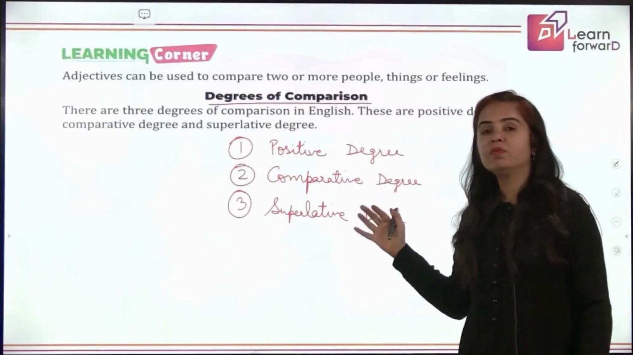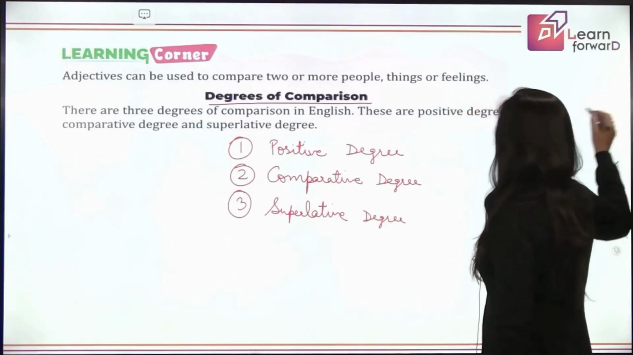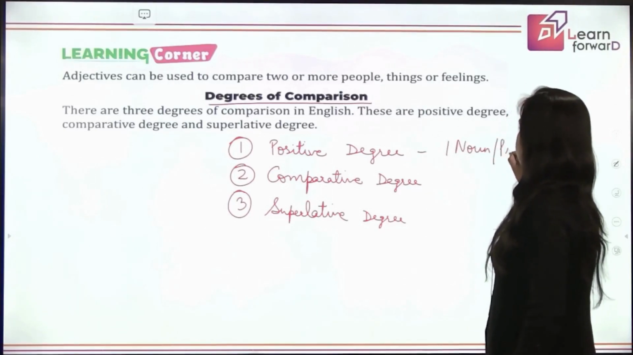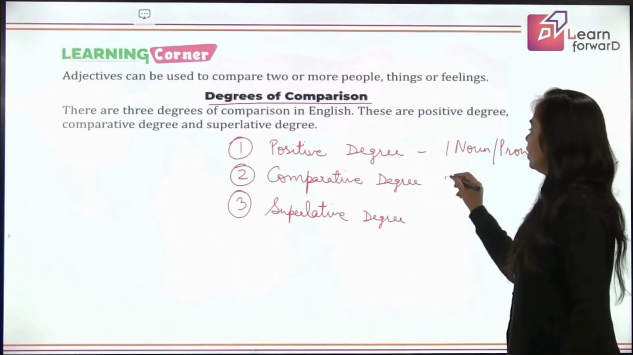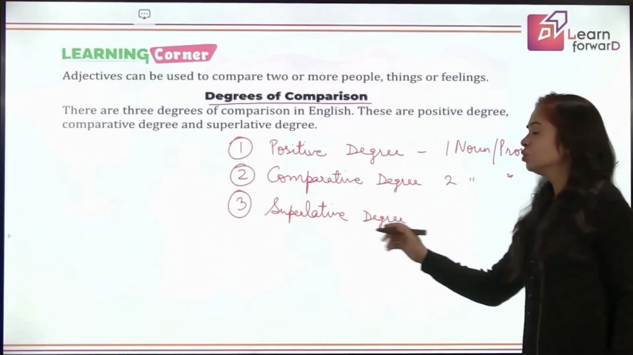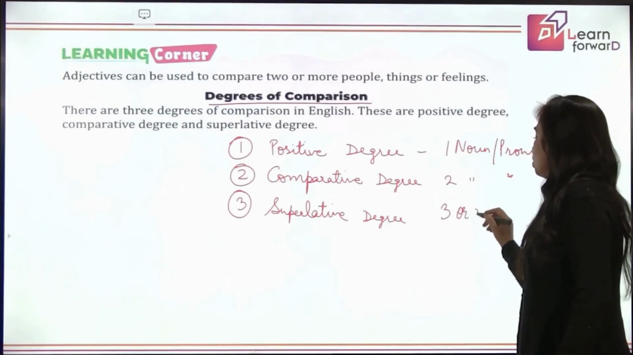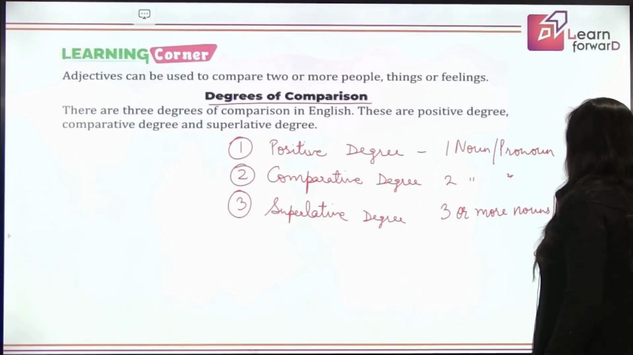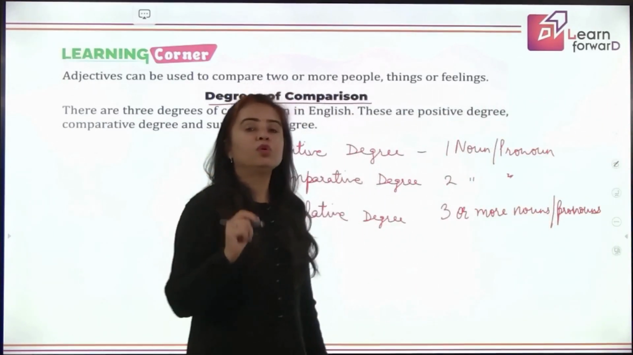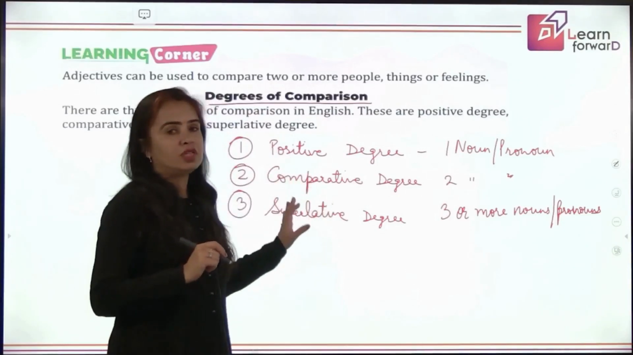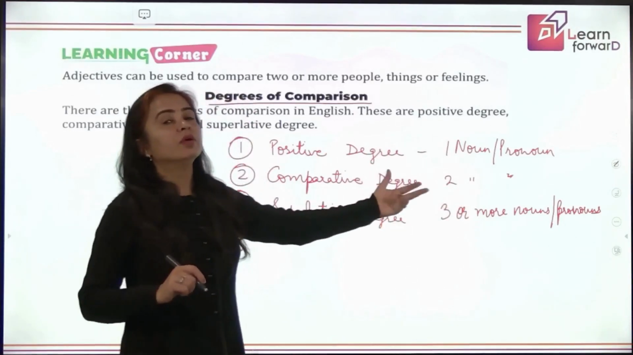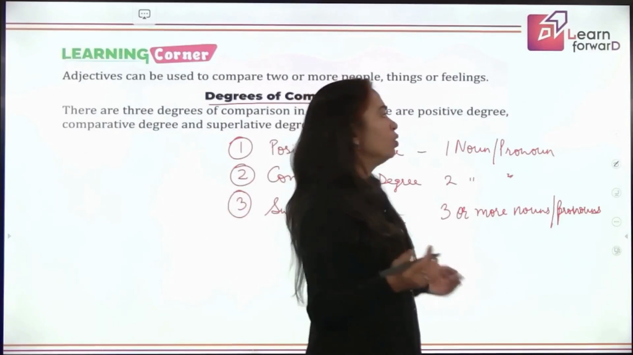So can we move ahead? We must know how to write these 3 degrees of adjectives. What you have to remember is, here we are talking about one noun or pronoun. Here we are talking about 2 nouns or pronouns, and in superlative degrees we have 3 or more than 3 nouns or pronouns. Right? So this is what you must remember whenever you are using a degree of comparison. Which of these should be used, right? 1, only positive. 2, it is comparative. More than 2, it can be 3 or even more. Then you use the superlative degree.